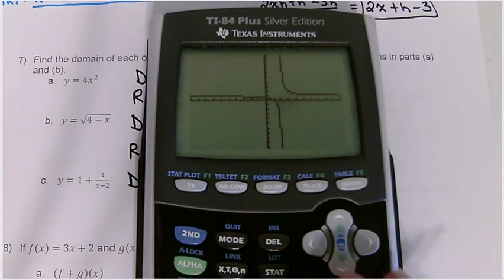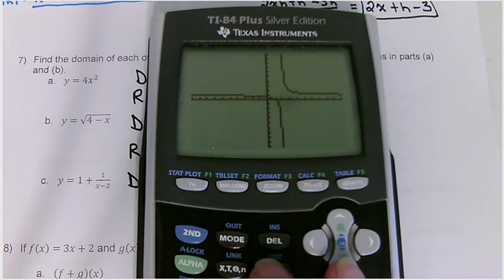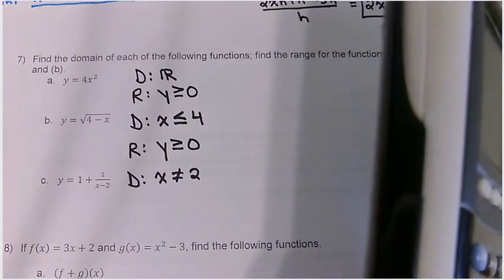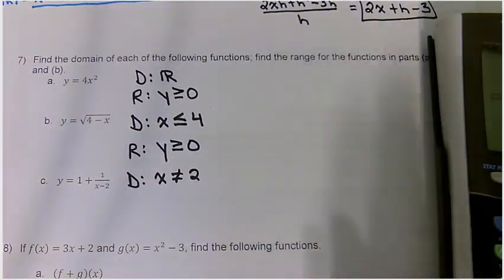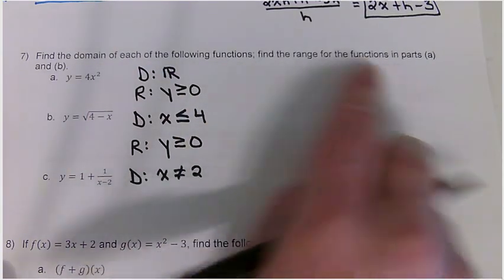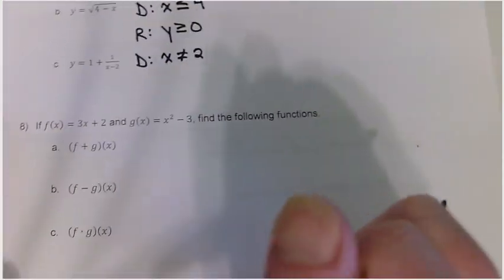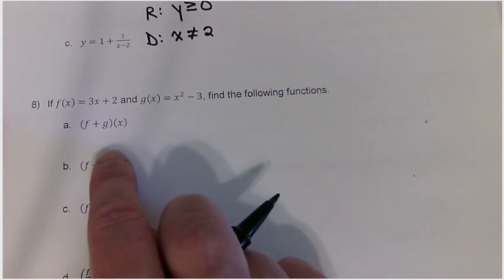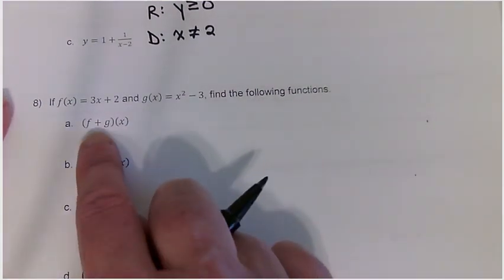Now let's look at our graph and see about the y values. It looks like it didn't ask us to find the range. We'll do that later. Okay. It just said find the range for parts A and B. We're good. All right. A little bit more review.